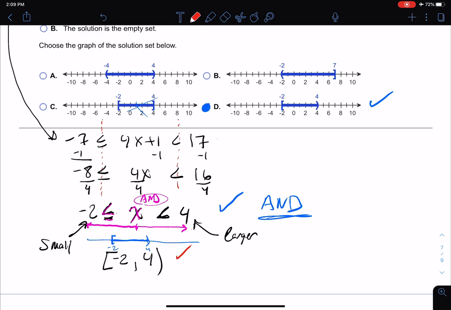But this is already kind of made for us, so you might as well just take advantage and solve this. It's kind of a complex statement, but remember to do whatever you do in the middle to the left and right, and also remember to reverse symbols if you divide or multiply by negatives, then everything will be okay.